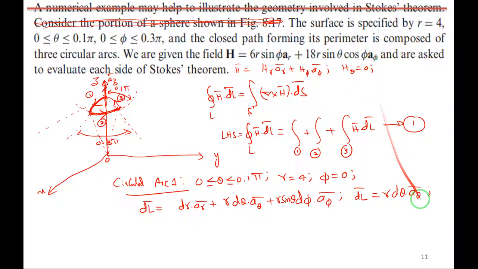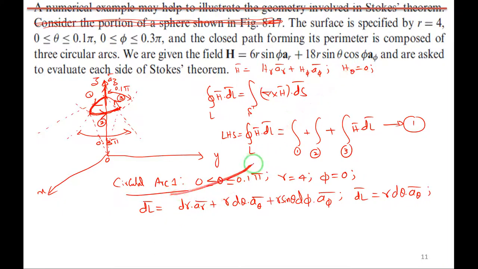Then a phi dot a theta will be 0. Yes, and h theta is 0 only. And you can observe here dl is nothing but r d theta into a theta. But h has hr into ar, h theta into a theta, h phi into a phi. But what about h theta here? h theta is 0 only.